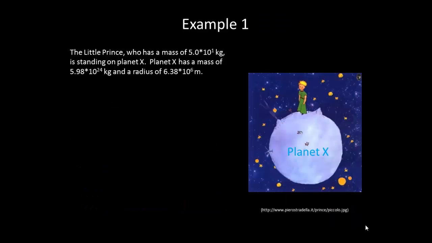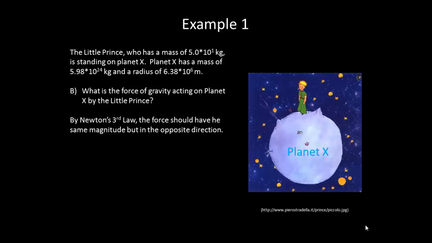All right, so let's continue our problem. What is the force of gravity acting on planet X by the little prince? Well, according to Newton's third law, the force should have the same magnitude but in the opposite direction. So we should have 490 newtons upwards acting on planet X.